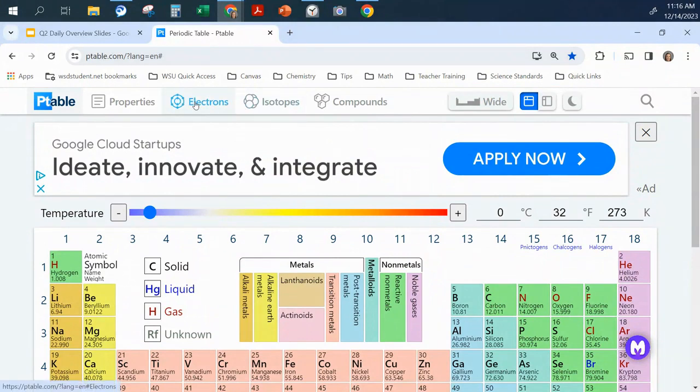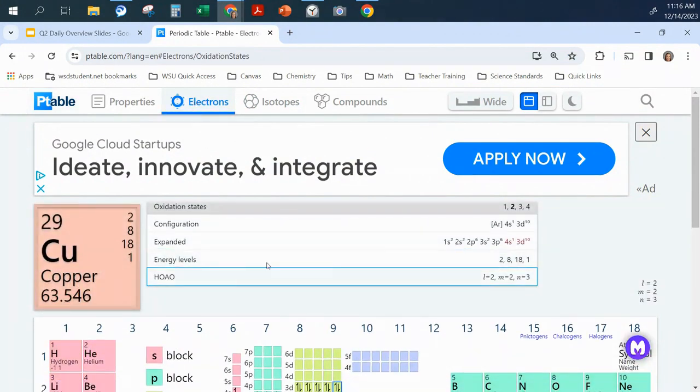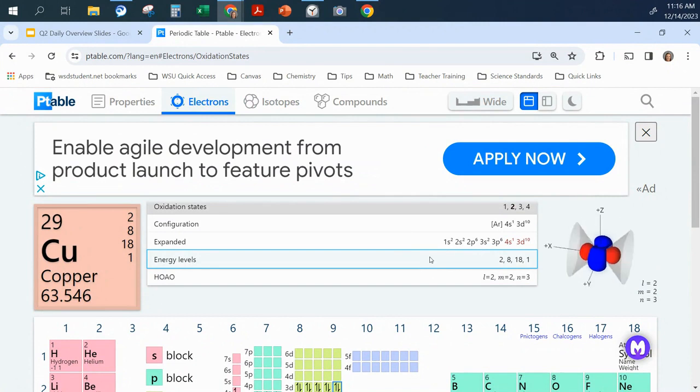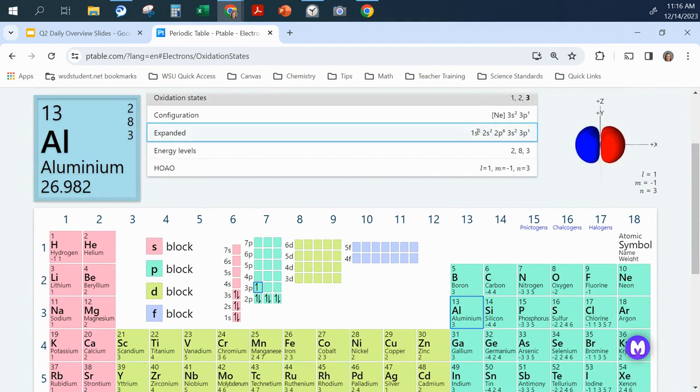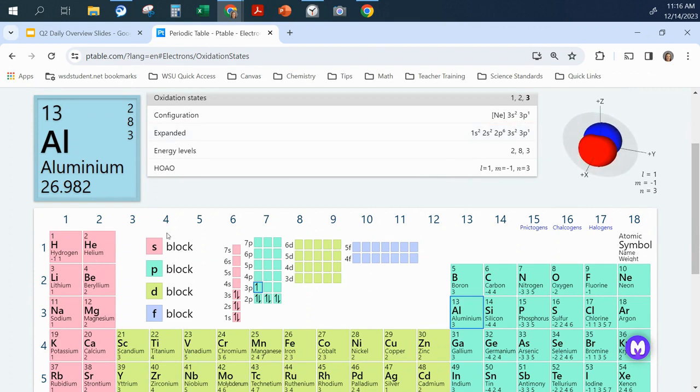The other thing, have you guys used this periodic table very much? This one, if you click on electrons, it can help you fill. So let's go to aluminum. We just did aluminum. It can help you with the electron configuration. So if you want to practice, this also shows you the s block, the p block. Okay.